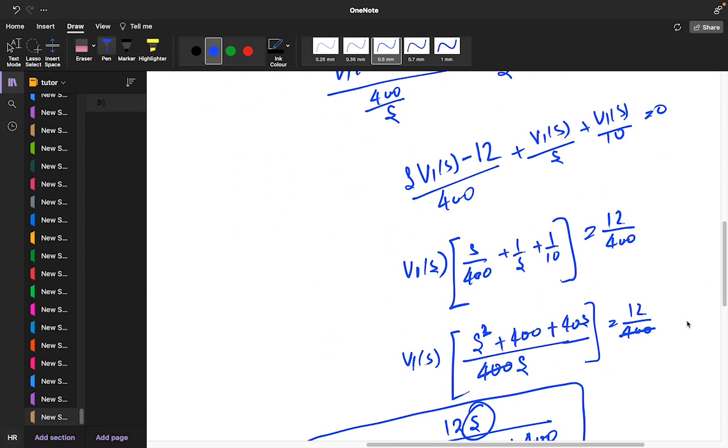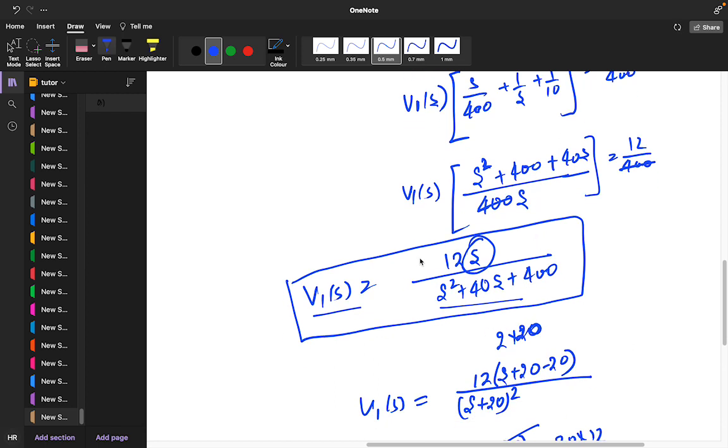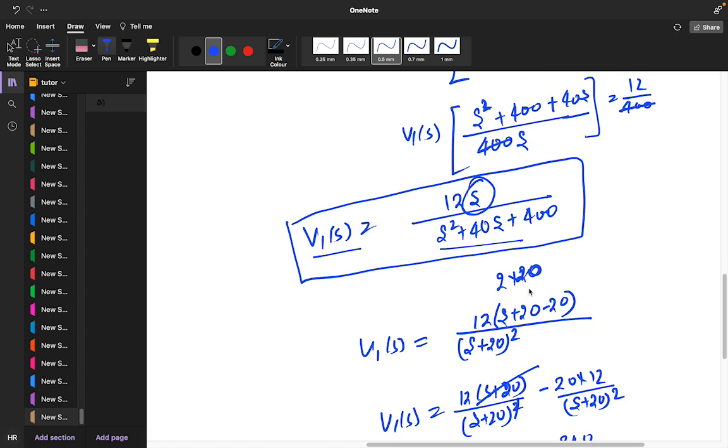I'm solving this particular network, and I'm getting this kind of equation: 12s divided by s square plus 40s plus 400. But I cannot solve this equation in this form. I know this is the s plus a whole square form, so s plus 20 the whole square is s square plus 40s plus 400 only.